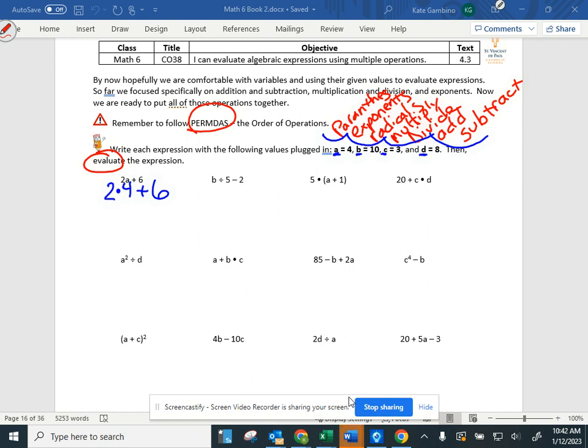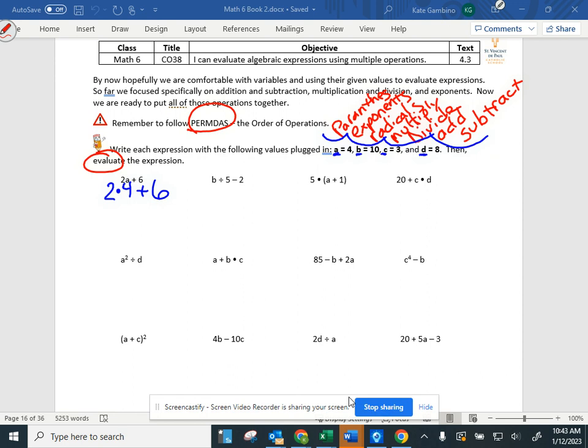Sometimes they'll tell you to solve for the variable, so you have to figure out what it is. That is something we're building up to. We haven't gotten to it yet. So that's coming next week, how to solve for the variable. So right now, we're evaluating our expression. They will tell you what each variable stands for.